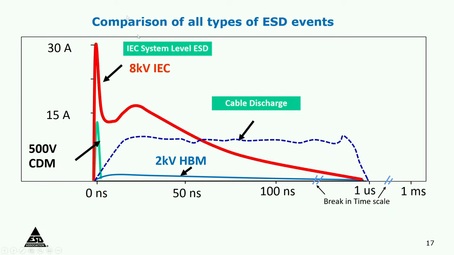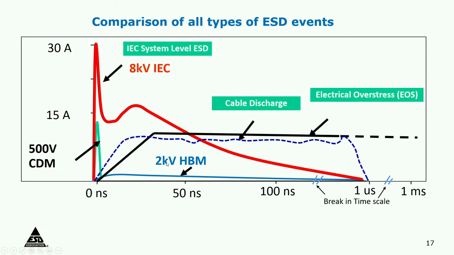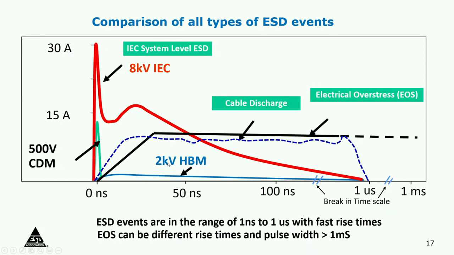And then the external events outside the protected areas, this is what happens every day when you're handling any of your electronic equipment. And then the electrical overstress is much longer. Because the time is so long, it goes into the higher region here, and that's the reason you get so much more damage on the devices. So ESD events are in the range of 1 nanosecond to a microsecond with very fast rise times, and EOS can have rise times that are slower.